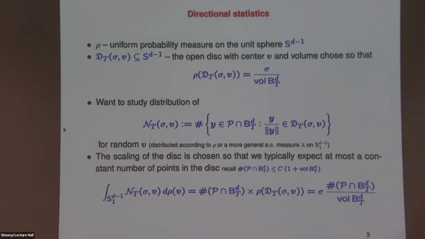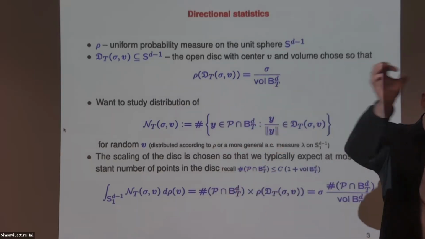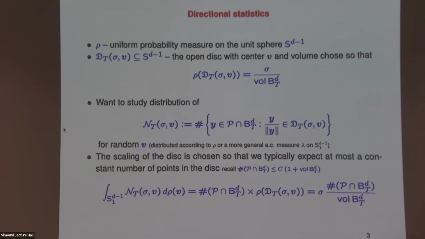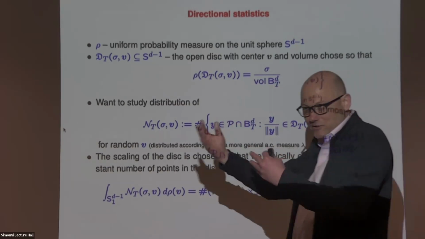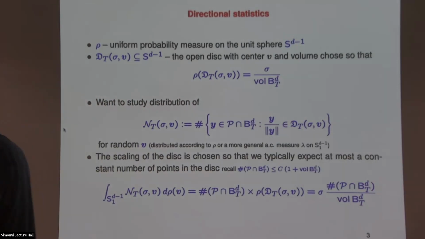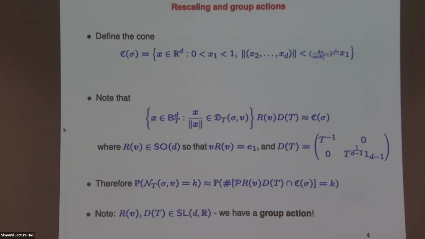Does it make sense? Everyone's with me, right? So I have my sphere. I choose a disk of size 1 over T to the d roughly. I have at most T to the d points on my sphere in total. So the expectation value of finding points in a small disk of that size, as I've chosen it, is at most finite. So I'm interested in the fluctuations around this value. I'm now asking, how many points are actually in my disk? What's the probability of finding k points in that disk?